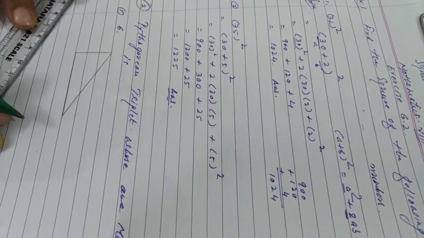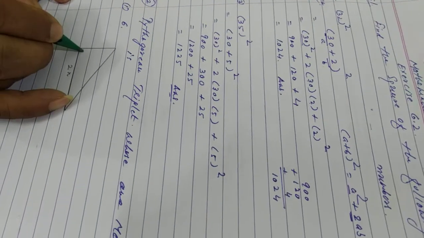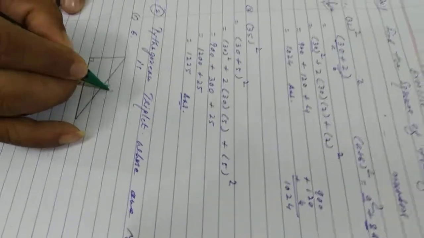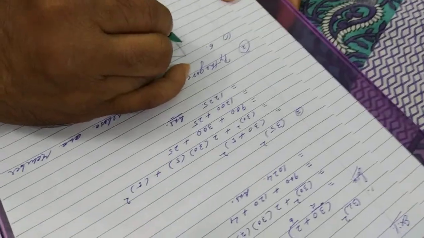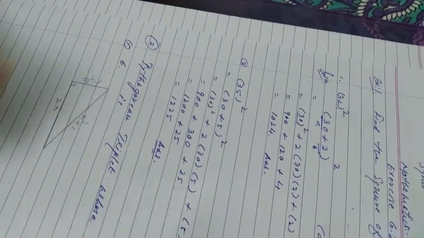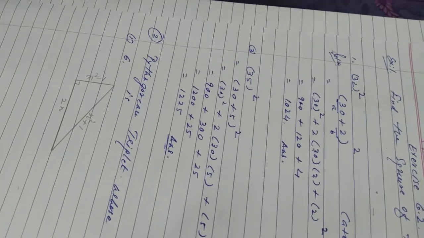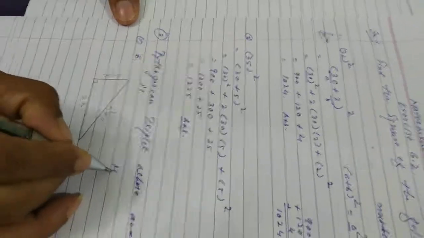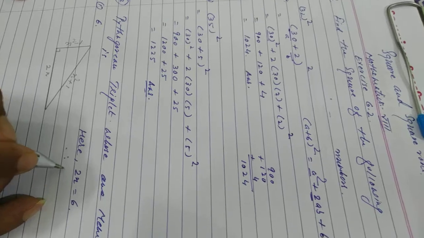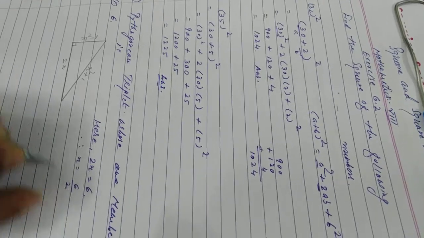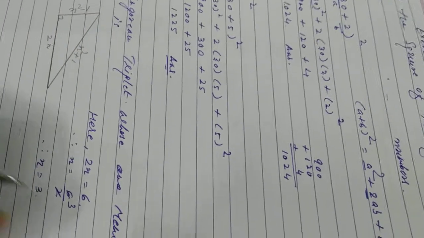As we learned, and it is given on page number 98 in our textbook, 2n is one leg, the hypotenuse is n square plus 1, and the other leg is n square minus 1. Look here, 6 is given, so 2n is equal to 6. Therefore, n is equal to 6 upon 2. Two 3s are 6. Therefore, n is equal to 3.